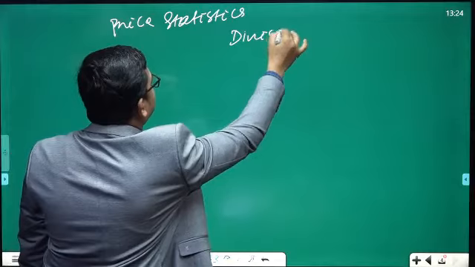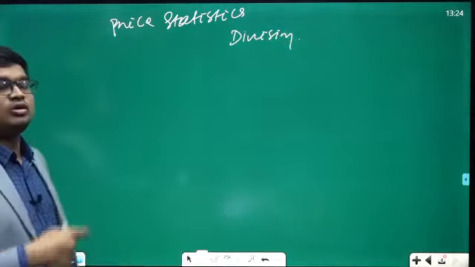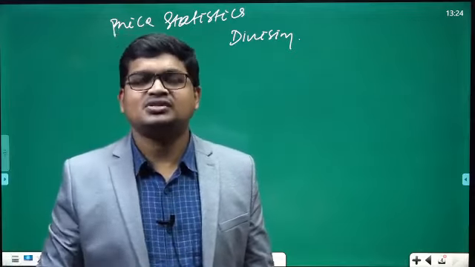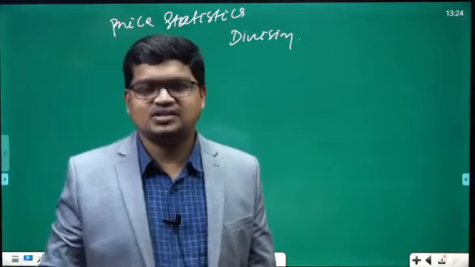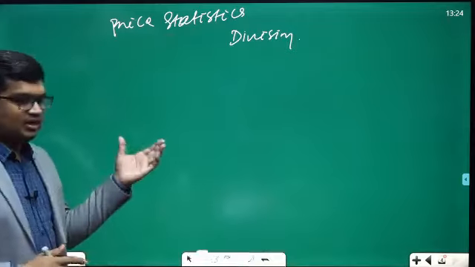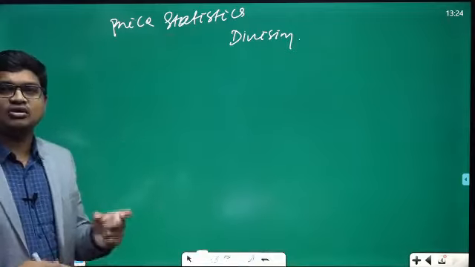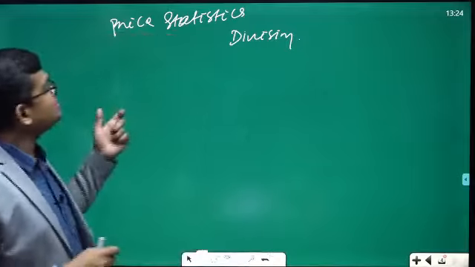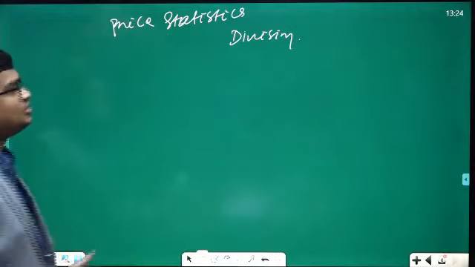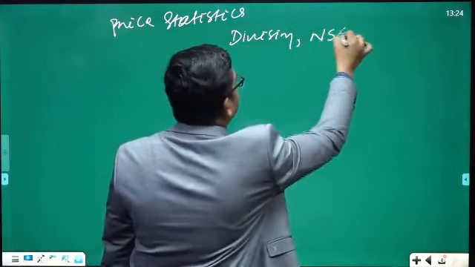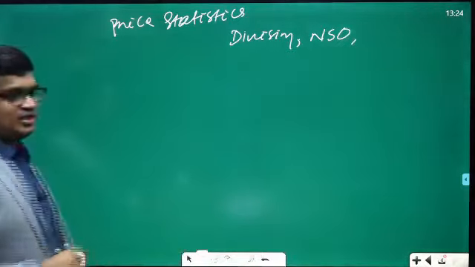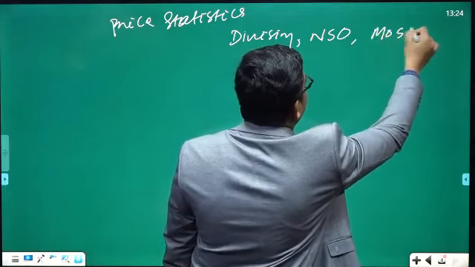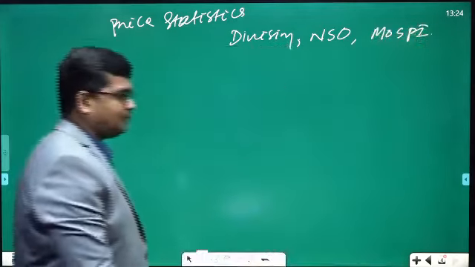This kind of question you can expect, like who is the authority that publishes this index. Earlier also UPSC has already asked, so you can expect such a question. They can ask, who is the authority who publishes or produces this particular index? It is the Price Statistics Division of the National Statistical Office. And the ministry which deals with this particular index is the Ministry of Statistics and Program Implementation.